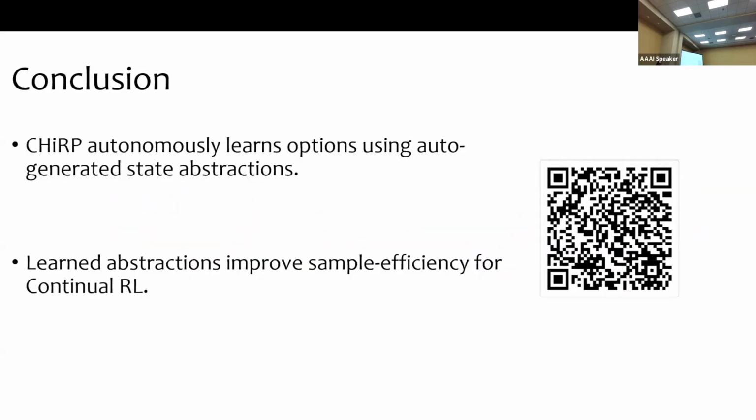So as a summary, the CHiRP algorithm in this work is autonomously able to invent options using auto-generated state abstractions, and we showed that these learned abstractions help improve the sample efficiency in a continual RL setting. I have the QR code here, so please feel free to read more details about the paper, and I'm open to questions.